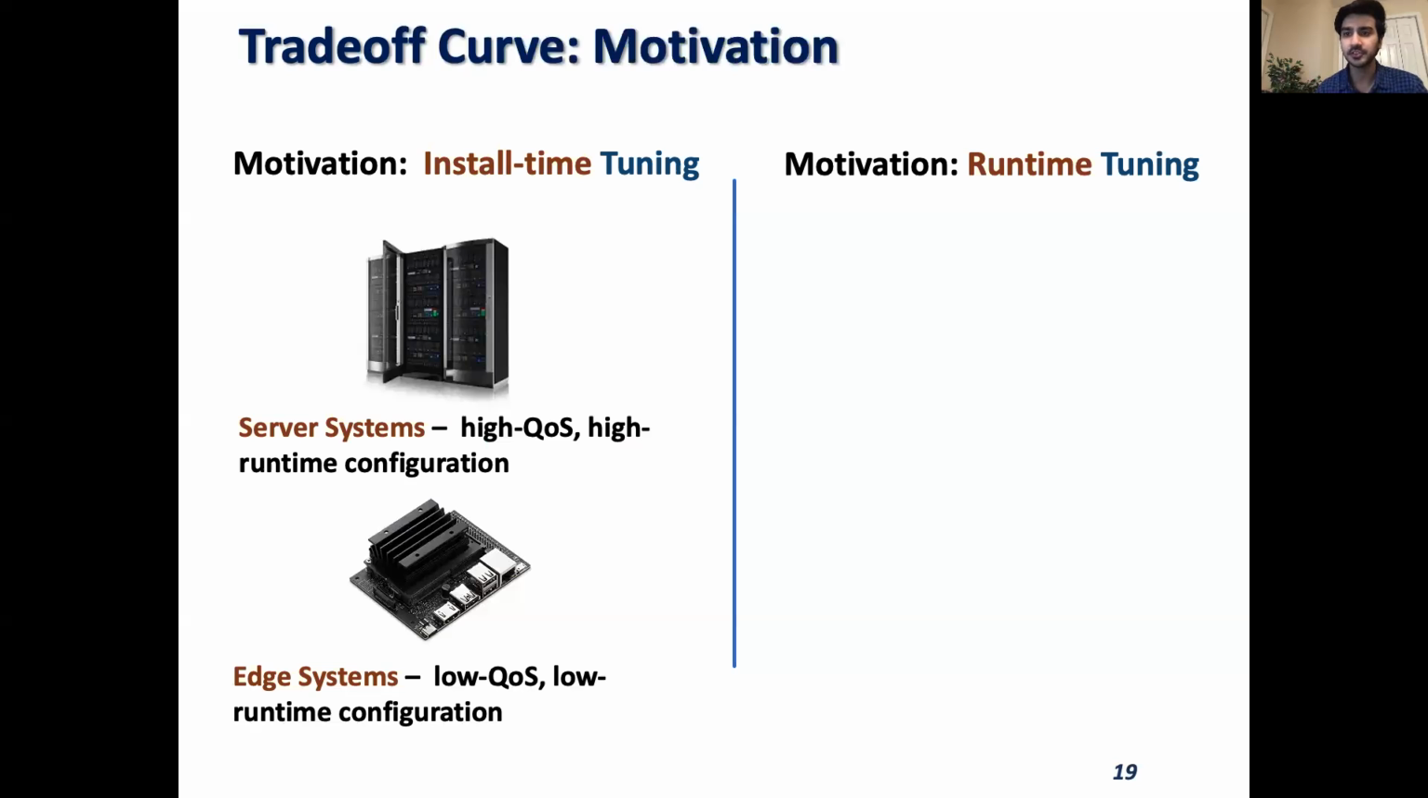The motivation for constructing this trade-off curve is to facilitate both install time and runtime tuning. At install time, different configurations can be picked from the curve and applied. For instance, a server machine with higher computational capability can pick the configuration with the highest quality of service, while a more compute constrained edge device may prefer a configuration that is computationally less expensive with possibly lower QoS.